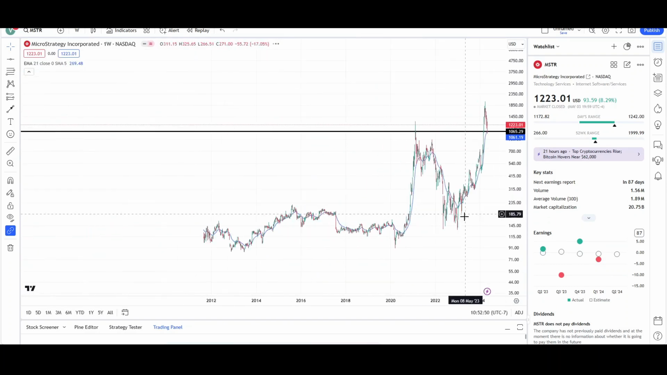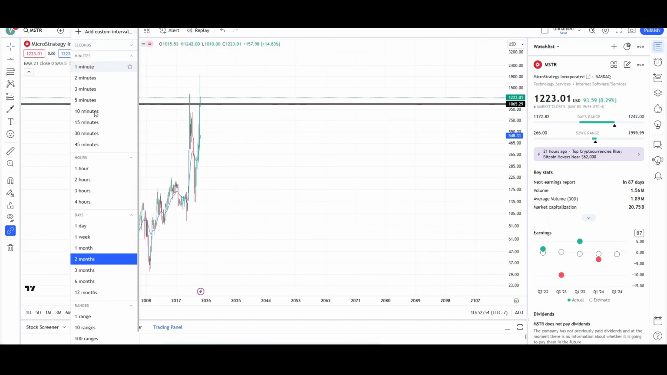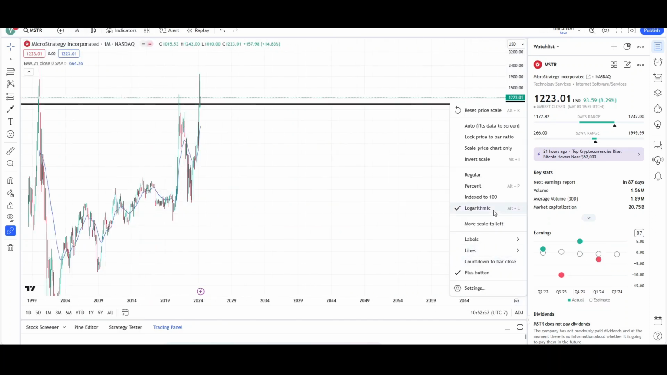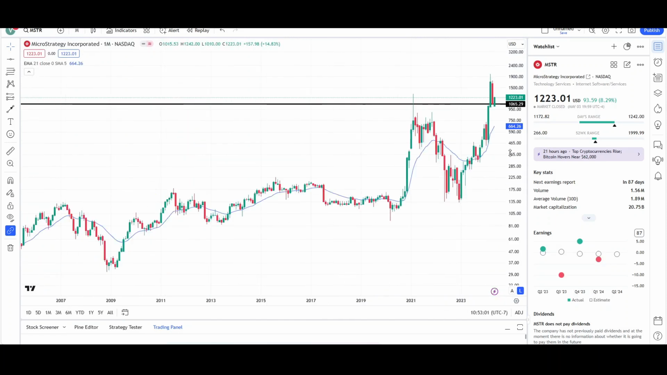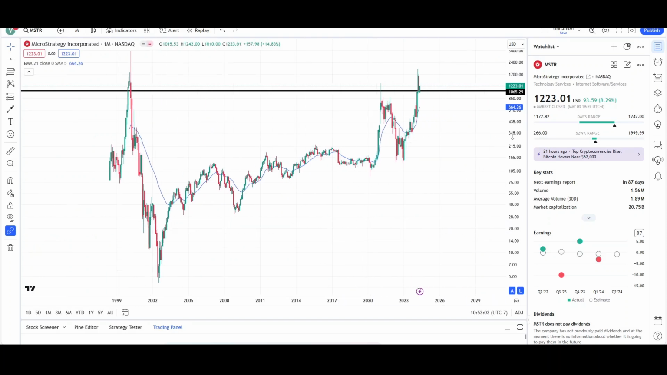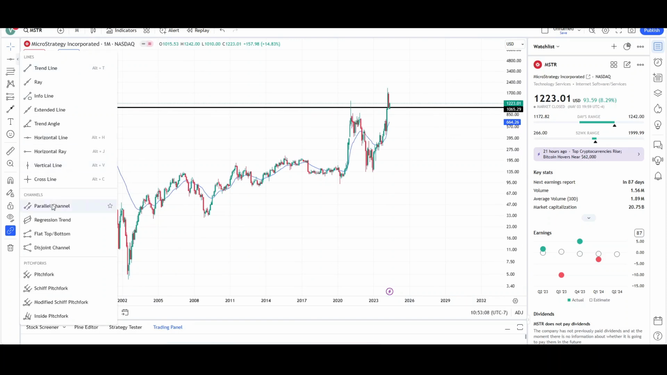Now let's take a look at the monthly chart. We'll take a look at the monthly chart on the log scale just to get a better read on the price action due to the large increase in percentages. So this just has a better look to it.